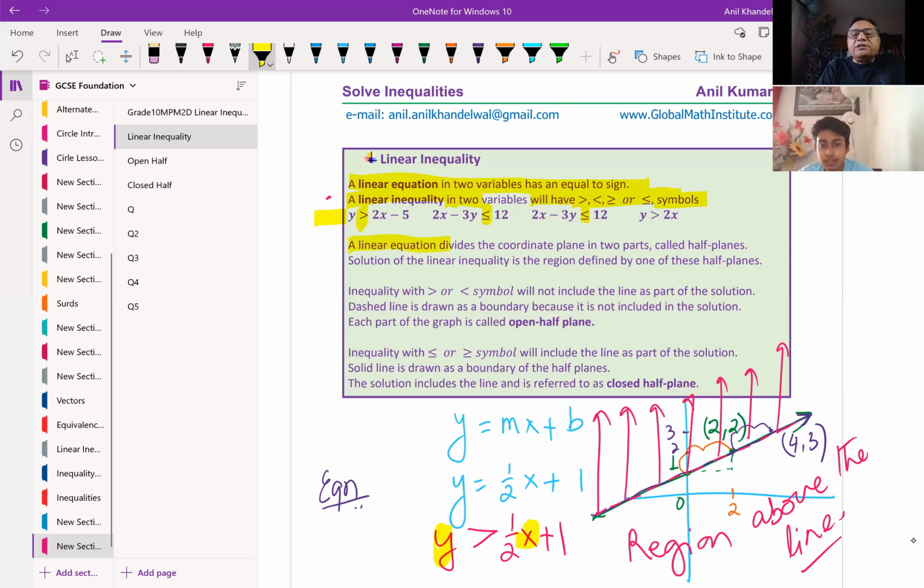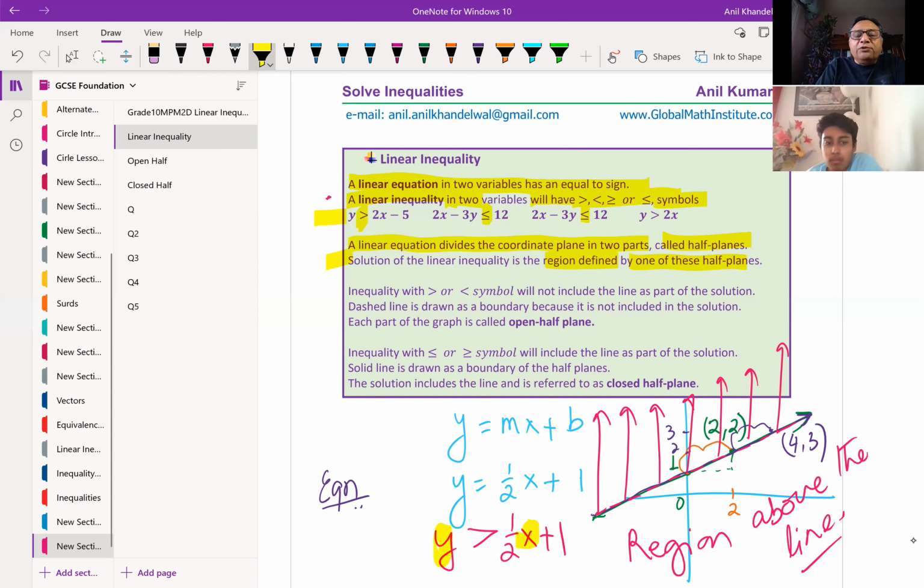So a linear equation divides the coordinate plane into 2 parts called half planes. A solution of the linear inequality is a region, not just a line or a point. It is a whole region, everything above the line. So the solution of a linear inequality is the region defined by one of these half planes, correct? So either it is the upper half or the lower half of the plane which will be included as part of the solution. Is it clear? Yes, sir.